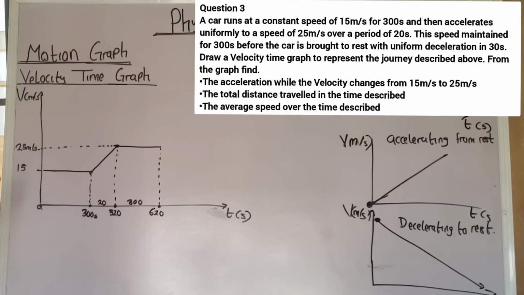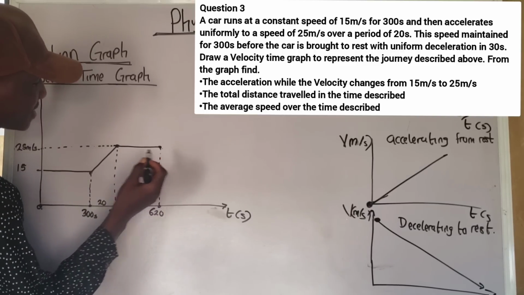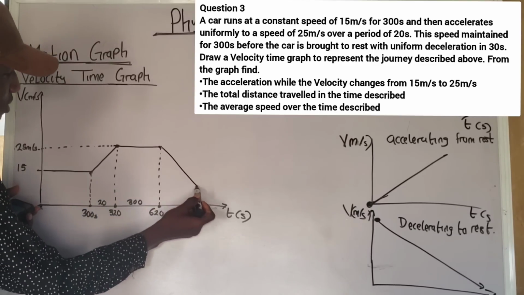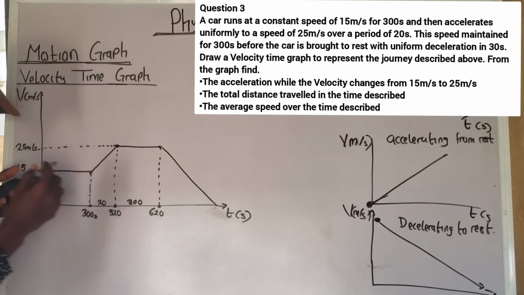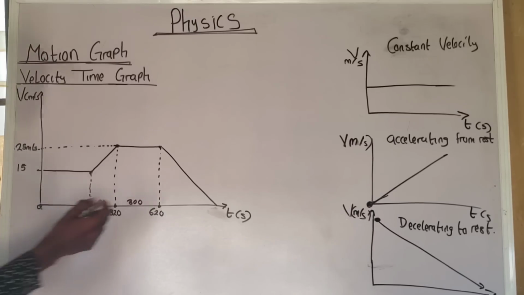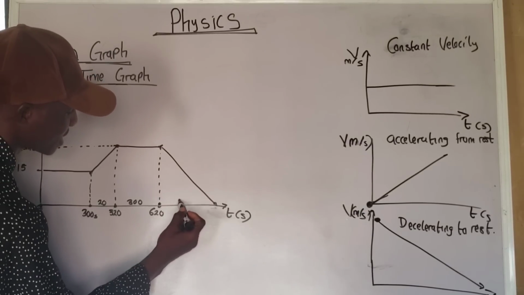Now let's proceed with the question. Now, the speed is maintained for 300 seconds before the car is brought to rest with uniform deceleration in 30 seconds. So from this point the car decelerates. Oh, 30 seconds, sorry. The car is brought to rest with uniform deceleration in 30 seconds. So from this point to this point, it is 30 seconds.